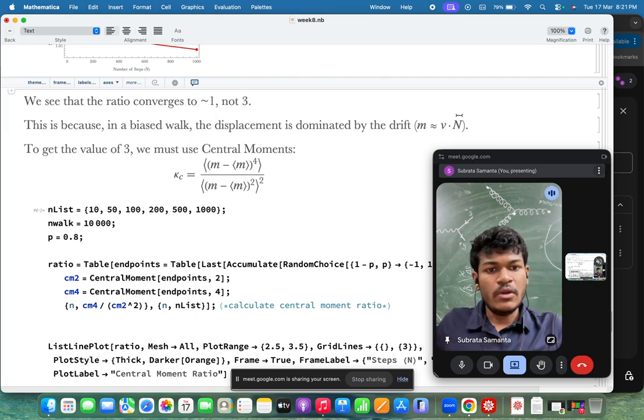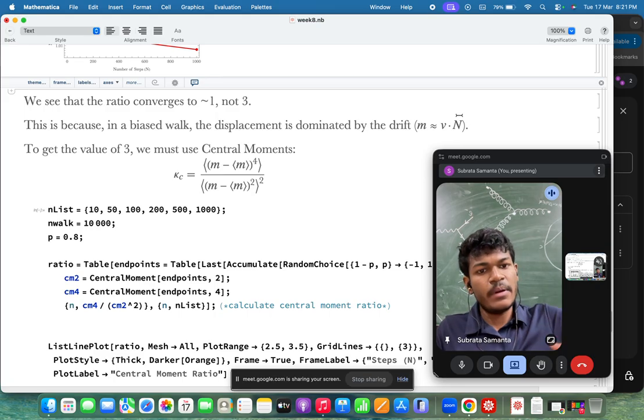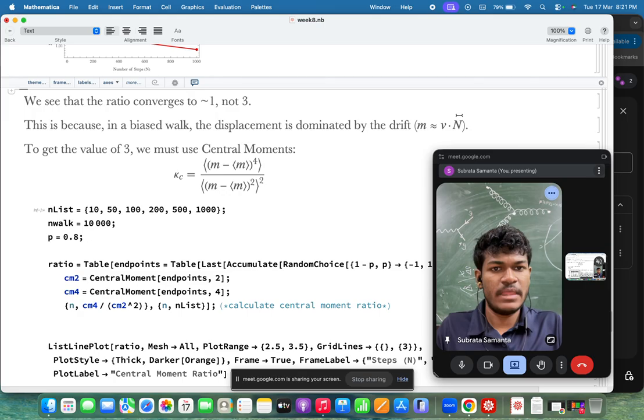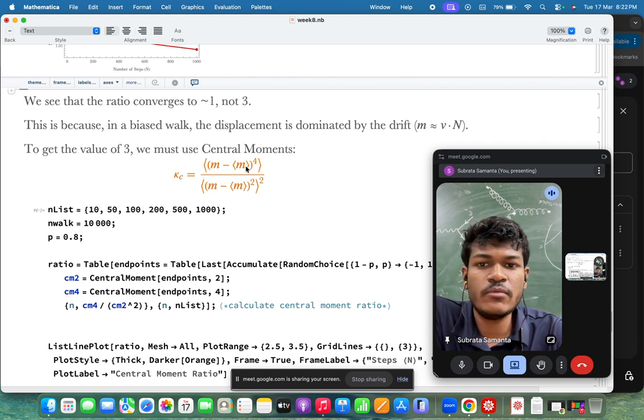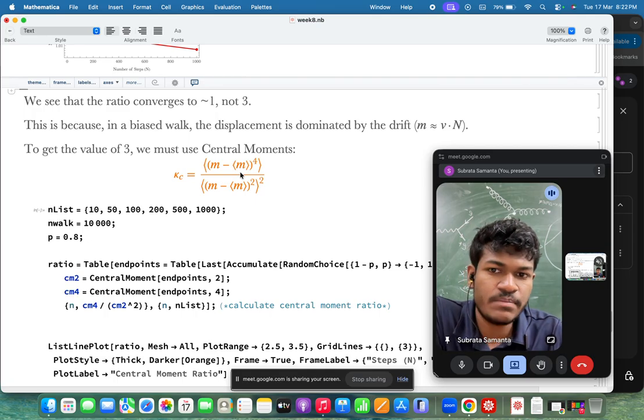So, to get the value 3, if we just calculate around the average, then it is fine, right, but the average is shifted. The average is no longer at 0. So, you basically calculate the central moments. How to calculate the central moments? You calculate m minus m average to the power 4. So, basically you subtract the average part from this.